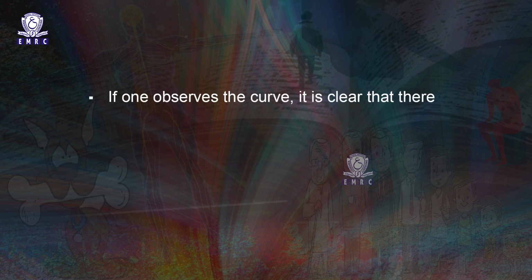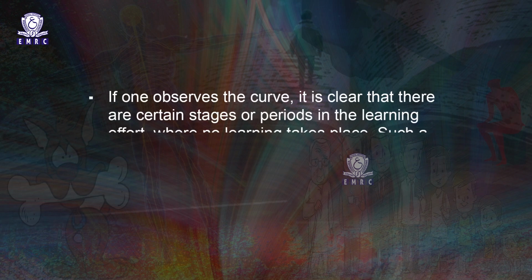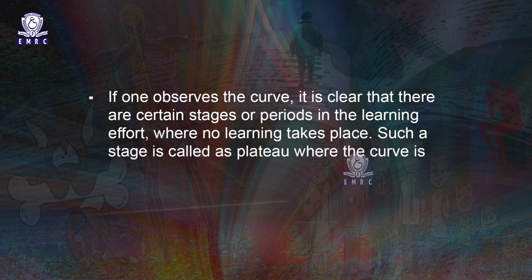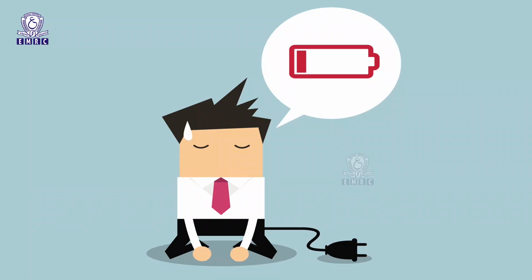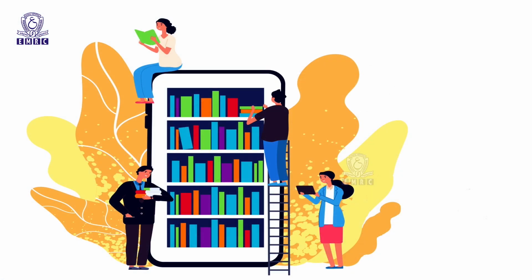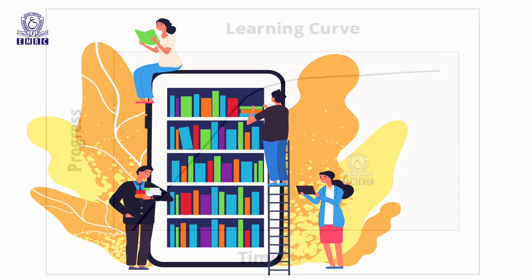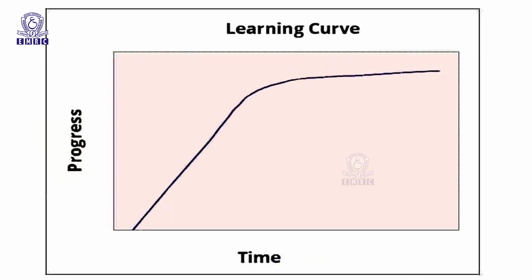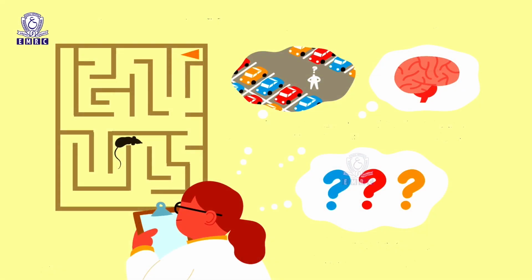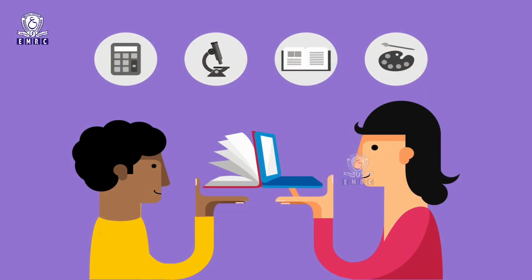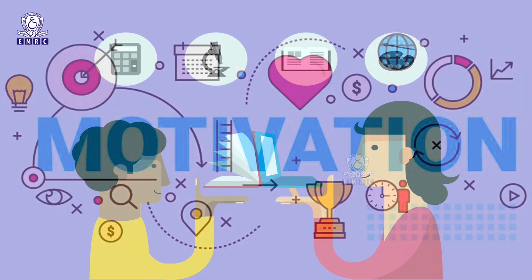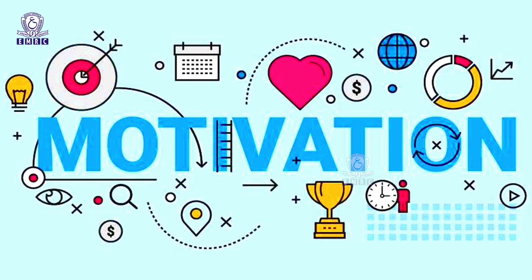If one observes the curve, it is clear that there are certain stages or periods in the learning effort where no learning takes place. Such a stage is called a plateau, where the curve is seen as flat at these points. This can be due to fatigue, satiation of the nervous system, decreased motivation, or a need to change the learning strategies. So, all the factors mentioned together can contribute to such plateaus on the learning curve. It is very much evident based on experimental findings that learning is effective under conditions where the individual is allowed some breaks at various stages along with renewed motivation at time intervals.